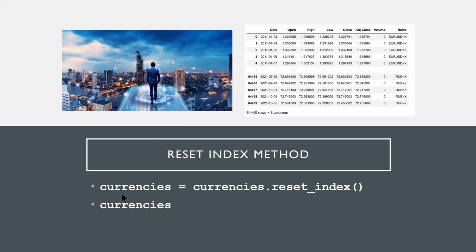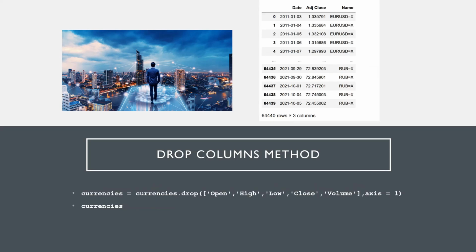Here, the currencies data frame is set equal to the currencies data frame utilizing the reset index method. Looking at the results up here, notice this first column is a list of integers starting at 0 and incrementing by 1. The previous iteration of the data frame had the date column as the index. Now, the index is default, or this list of integers. Depending on the situation, it is critical to understand what column is the index, whether or not it is the default.